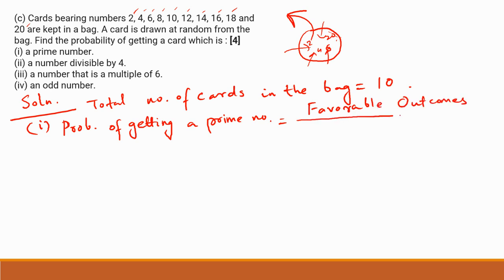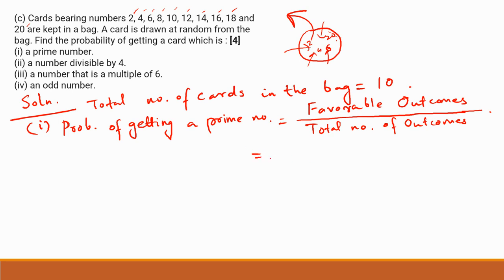I hope you know these things. The probability should be favorable outcomes by total sample space, or total number of outcomes. Right? These are the total number of outcomes. So this is the classical definition of probability. Probability of getting a prime number equals favorable outcomes by total number of outcomes.